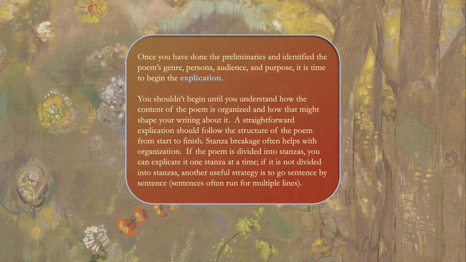If the poem is divided into stanzas, you can explicate it one stanza at a time. And if it is not divided into stanzas, another useful strategy is to go sentence by sentence, recognizing that poetic sentences often will run for multiple lines. So if you can't explicate it by stanza, you can explicate it by groupings of lines. And you'll need to decide how you're going to do that before you start writing an explication.